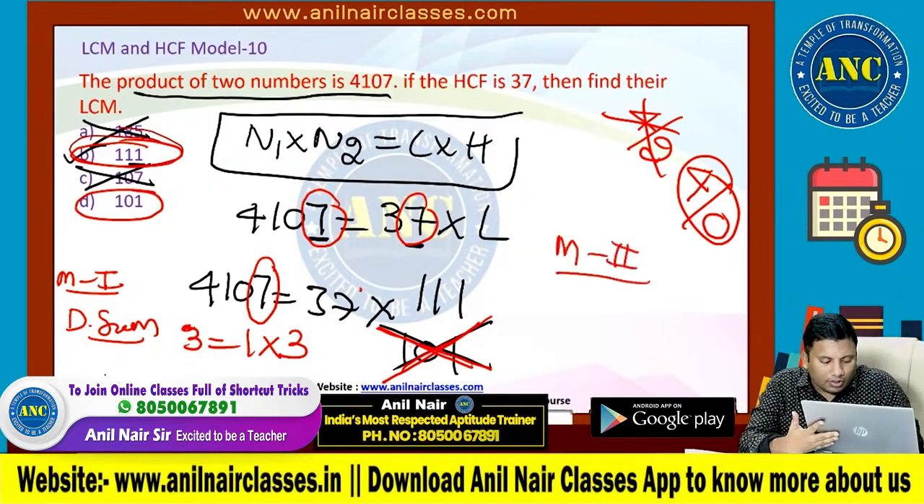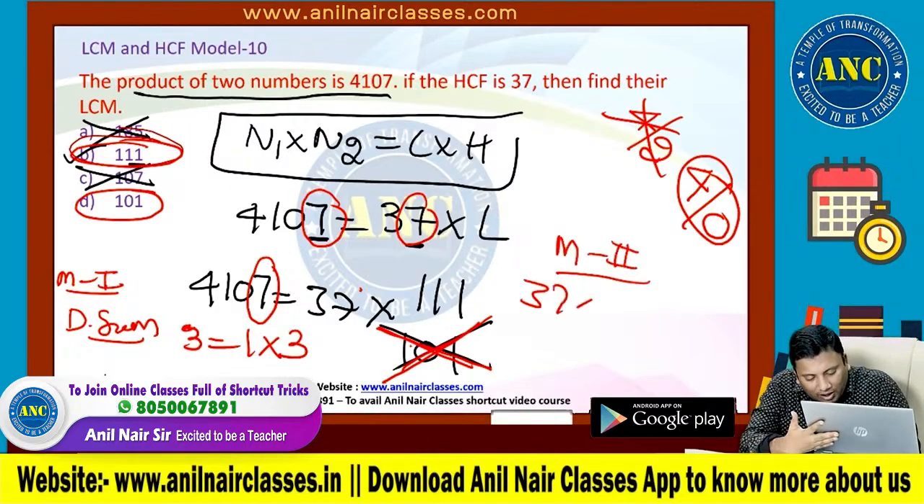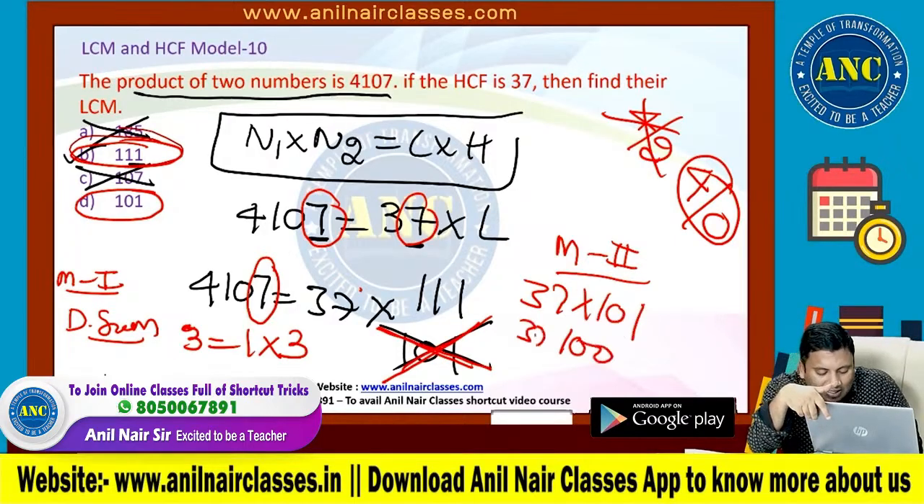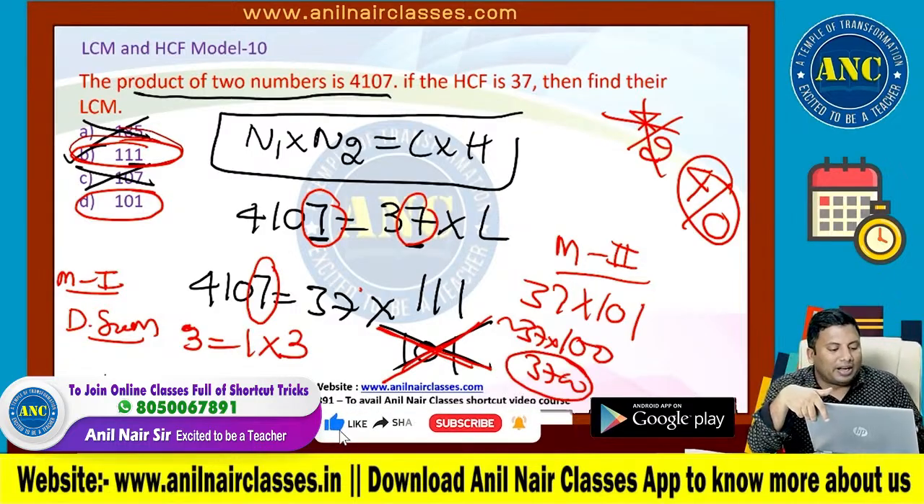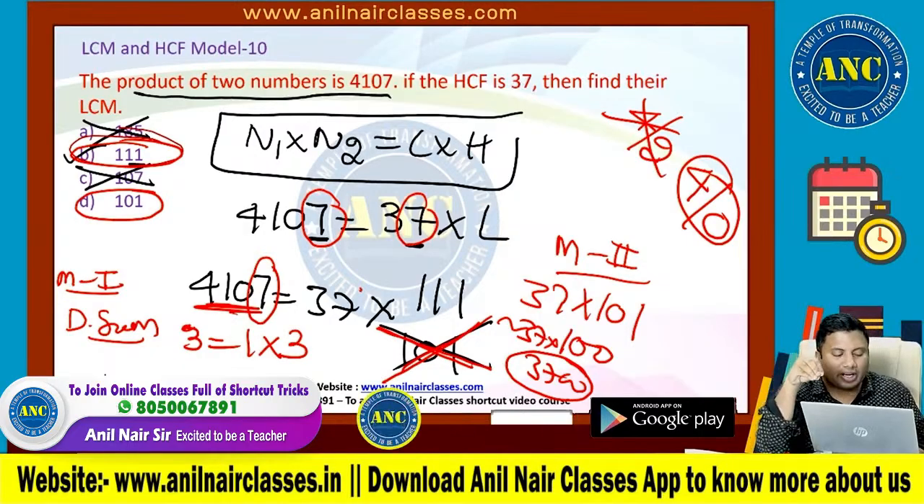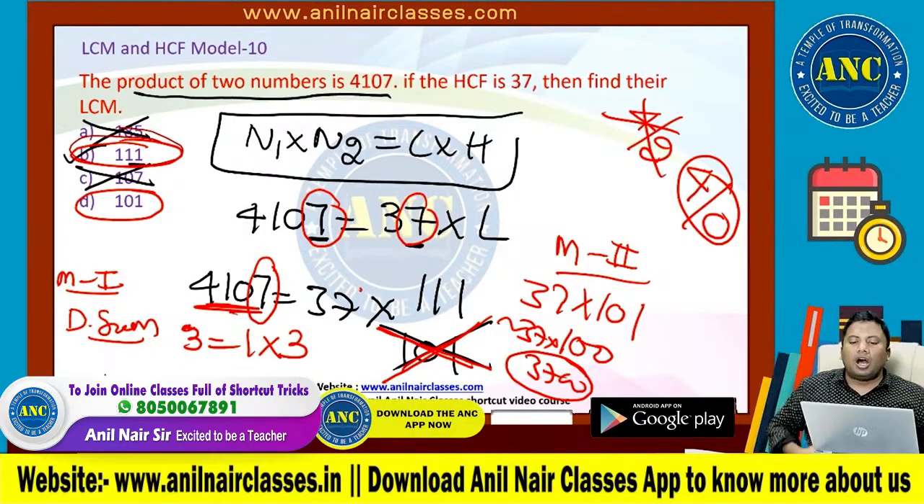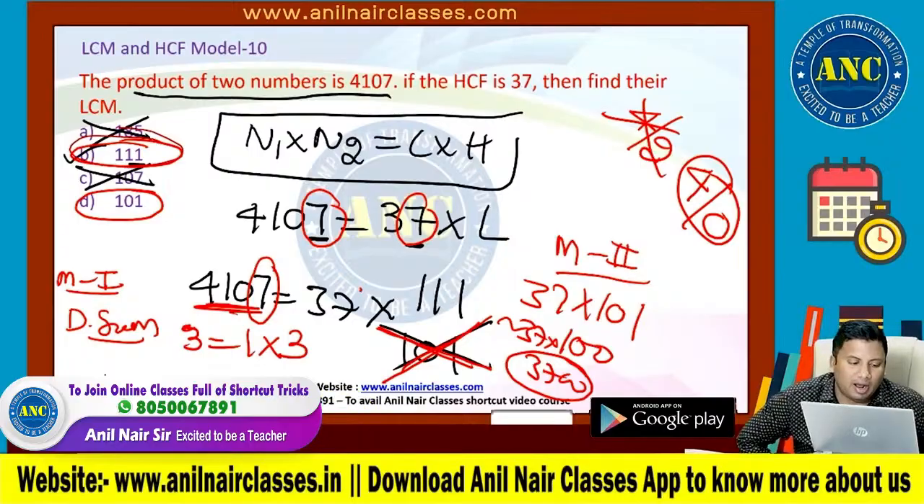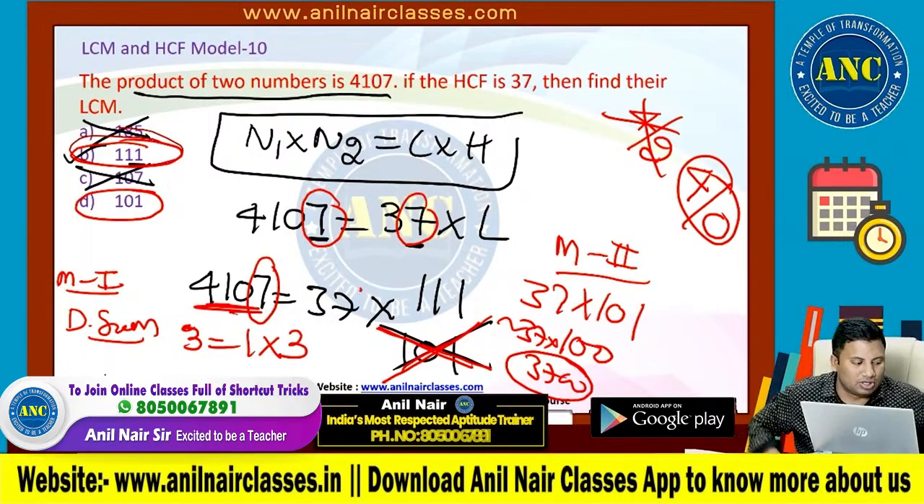Method 2. If I take 101, 37 into 101, 101 is closer to 100. What is 37 into 100? 3700. But according to the left hand side, what is it? 4107. It cannot be 101. Either you can check by using digital sum or by using the approximation values. I hope it is clear.